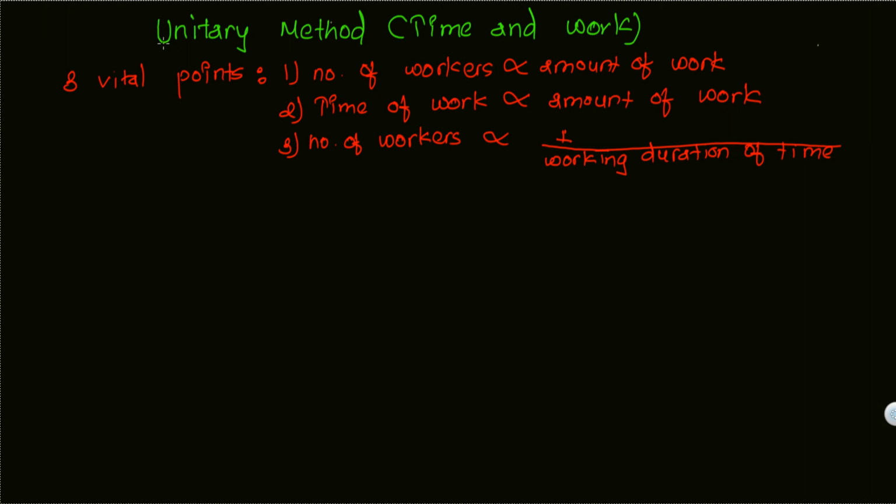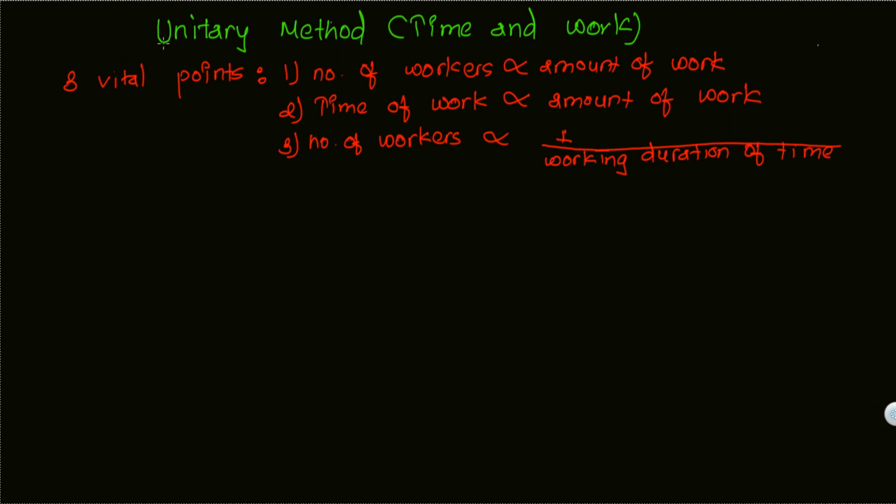Number one, number of workers and amount of work are directly proportional. That means if the number of workers is more, you will have more work done, or if you have less number of workers for a certain task, you will be doing less task. Similarly, the duration of the work is directly proportional to the amount of work. If you work for more hours, you will accomplish more work, whereas if you work for less hours, you will accomplish less work.